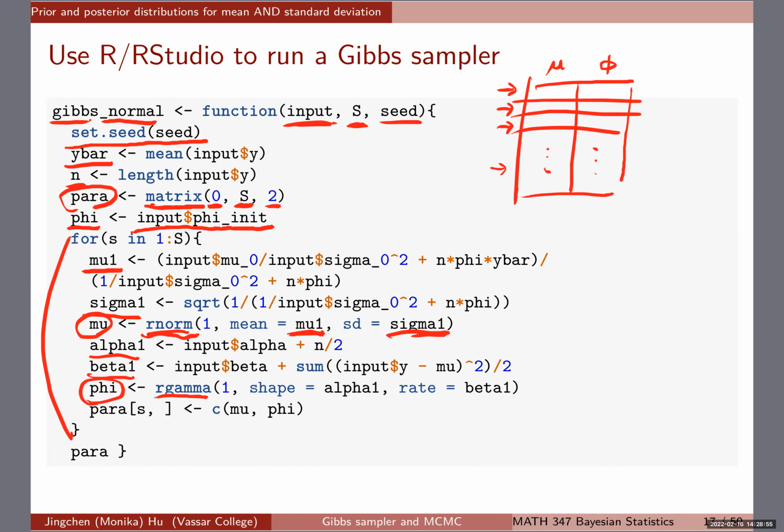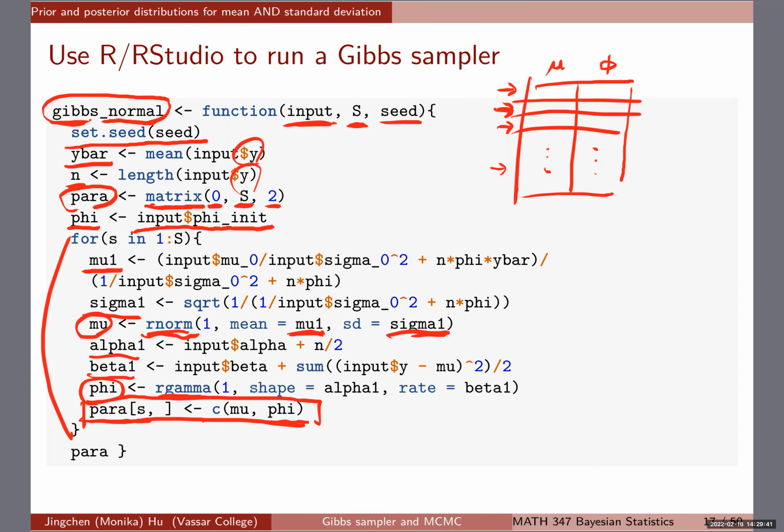The calculation may look a little bit complicated at the beginning, but since we write it up into a function, if you're dealing with exactly the same problem, like you give a gamma prior for phi and a normal prior for mu, and you have all of your data, you can use exactly the same function for your Gibbs sampler. And as you can see, because I want to store all of the parameter draws from all of these iterations, I'm going to store the S-th row of my big matrix to be the vector of mu and phi. So I can store them one by one in this loop.